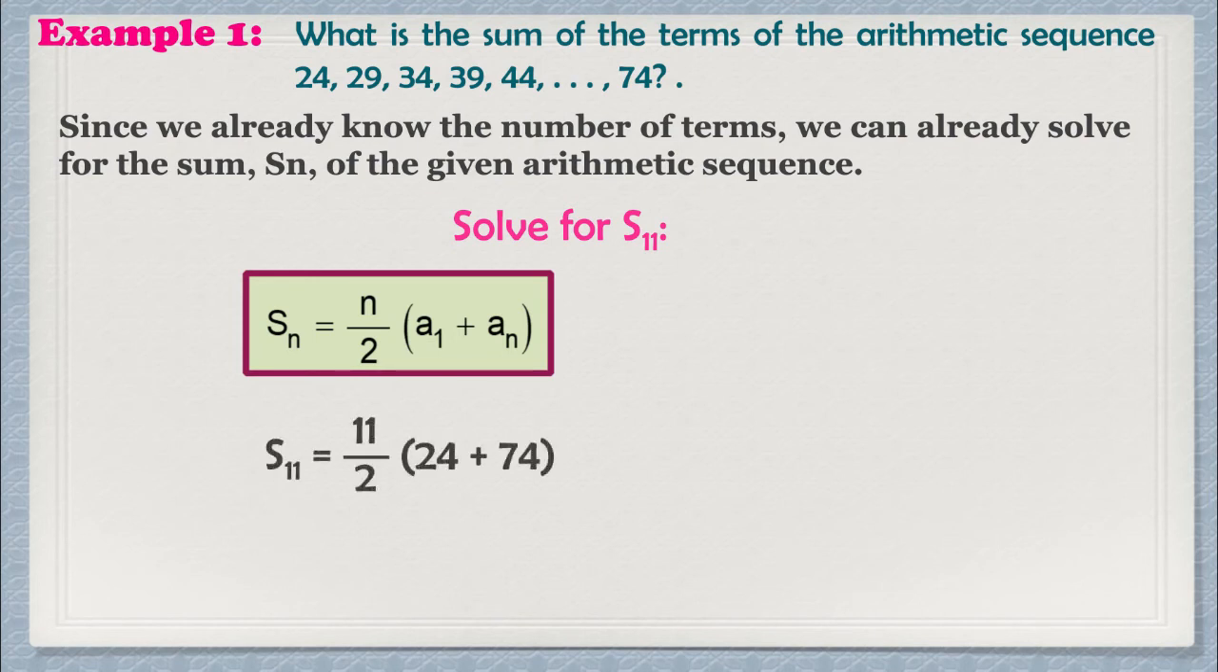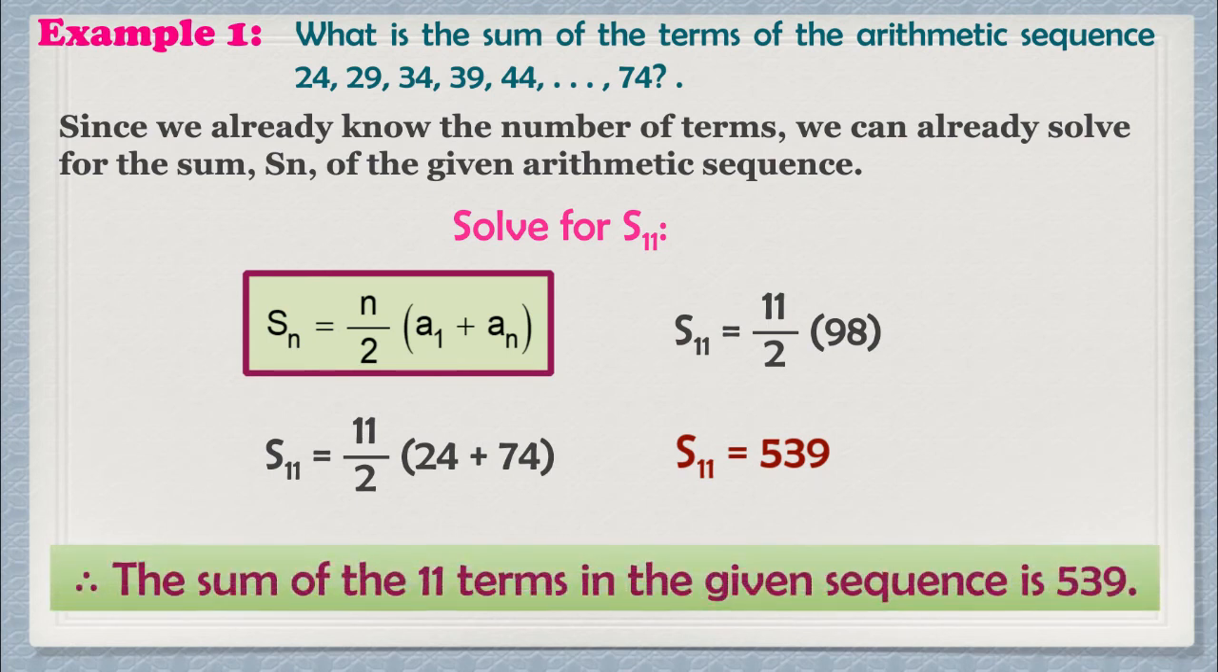So substituting the given values, we have S sub 11 equals 11 over 2 times the quantity 24 plus 74. That will give us S sub 11 equals 11 over 2 times 98, which will give us a value of 539. Therefore, the sum of the 11 terms, denoted by S sub 11, in the given sequence is 539.